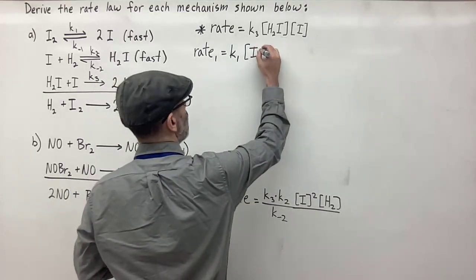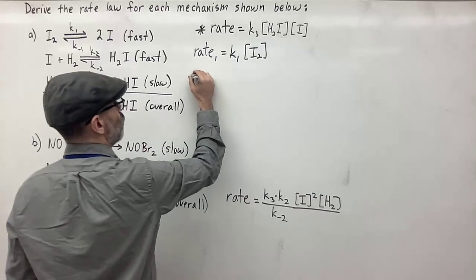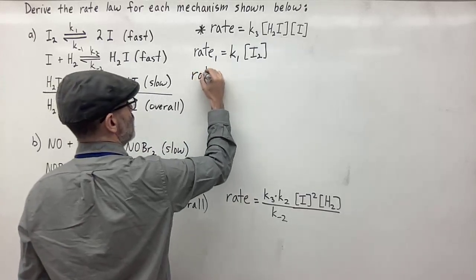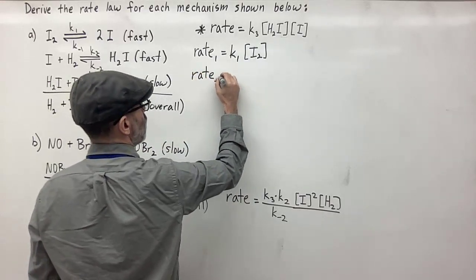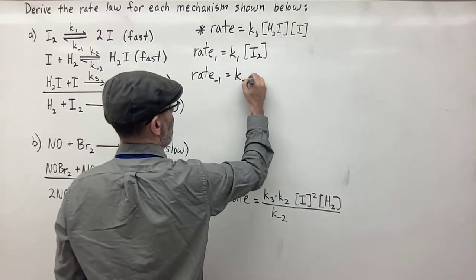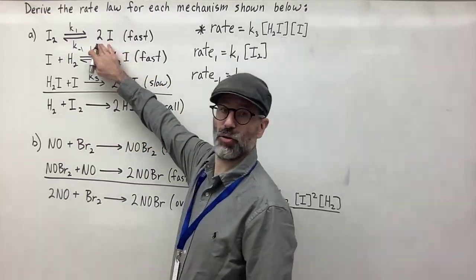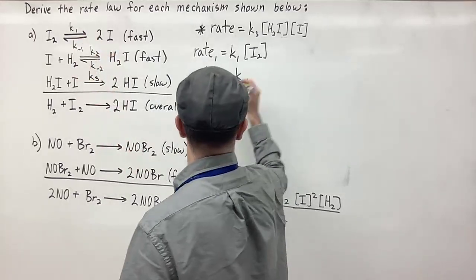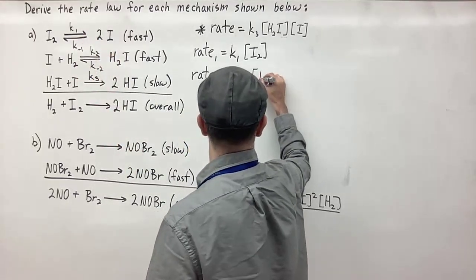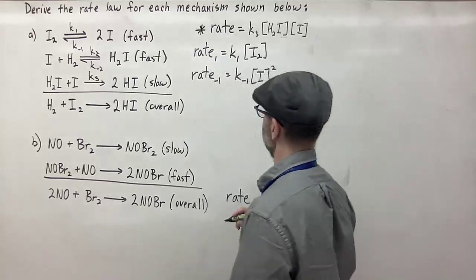So that's going to be I2. And then the reverse rate, that's going to be rate of -1. That's going to be equal to K -1 for the reverse. And that's going to be I2I. So that's going to be multiplied by I, concentration of I squared.